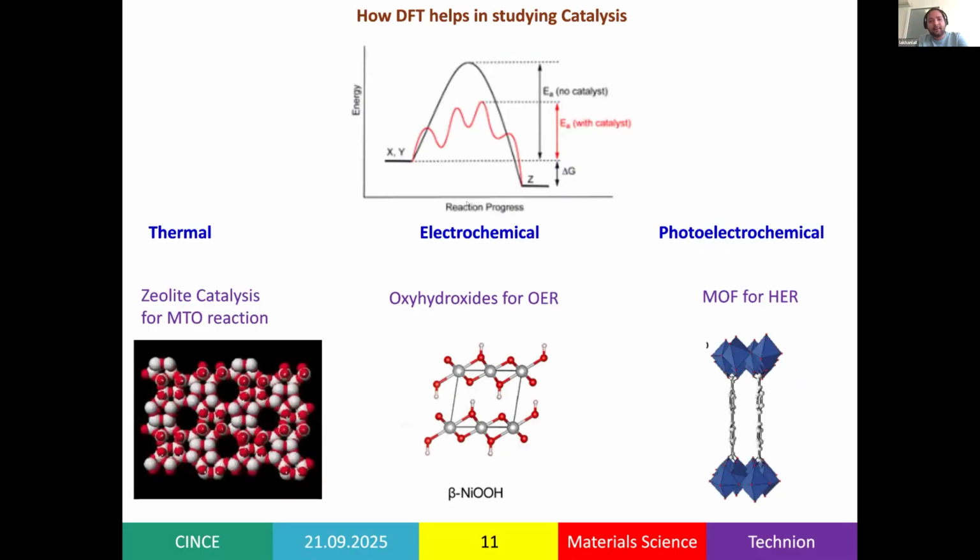It helps us to study the reaction pathway, how the reaction happens. You have a reactant, you have a product, and how it is getting converted to the product. It tells you about the reaction thermodynamics, it can measure the delta G. It can also measure the reaction kinetics and tell you the activation energy requirement for the reaction. We are using it to study thermal catalysis, electrochemical catalysis, and photoelectrochemical catalysis. We have studied zeolites, oxyhydroxides, and metal organic frameworks using DFT.